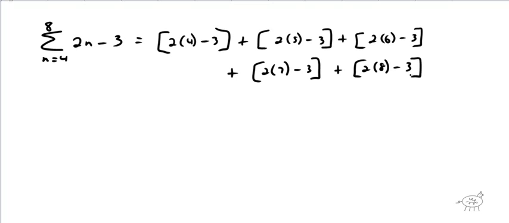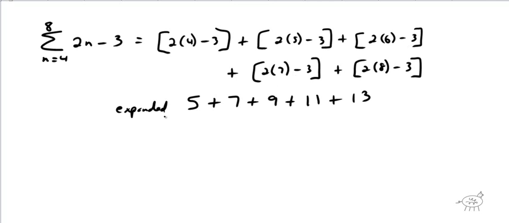If I simplify each one of these out here, it's 8 minus 3 is 5, and 10 minus 3 is 7, and 12 minus 3 is 9, and 14 minus 3 is 11, and 16 minus 3 is 13. So that's expanded. Okay, so this is expanded. And now if I want to evaluate, it's just add all the numbers up. And if I add all the numbers up, I get 45. Okay, that's not bad, right? Pretty easy. All right, so let's keep going here.